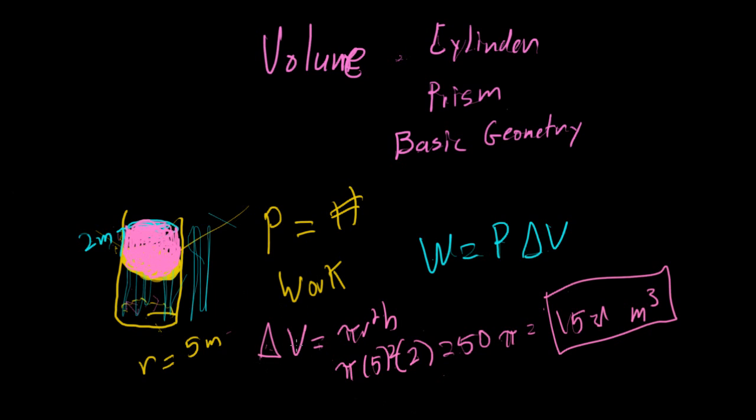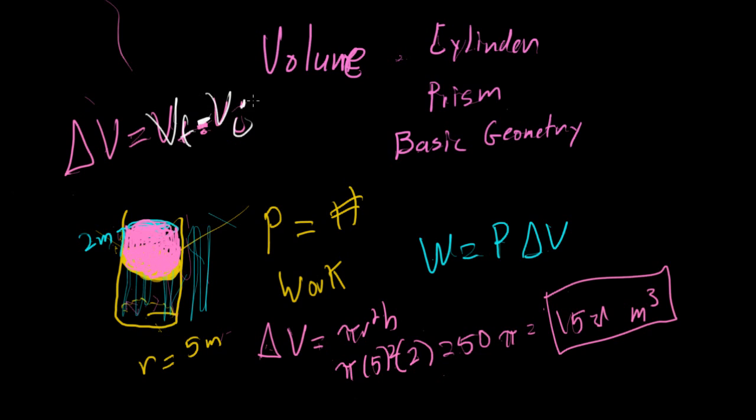Now, this isn't always going to work, as not every single problem will be about a piston. Sometimes they'll actually give you the two volumes, and remember, delta V means VF minus VI. My writing pad is really acting funny right now, as you can tell, I think. But yeah, VF minus VI. So this should be pretty easy.